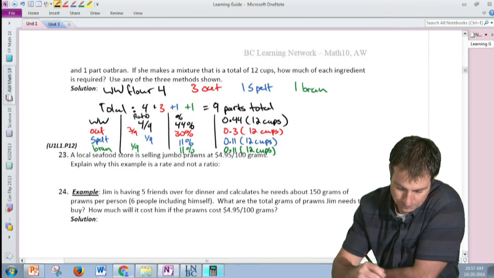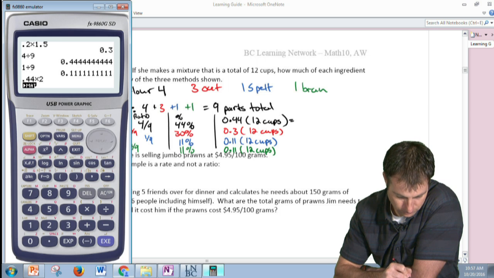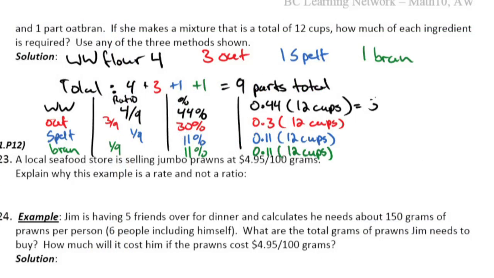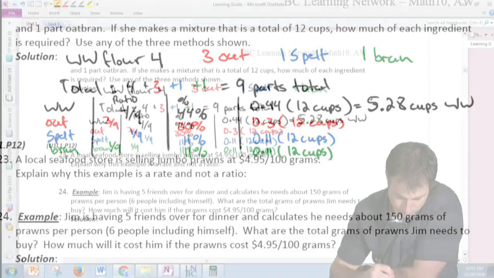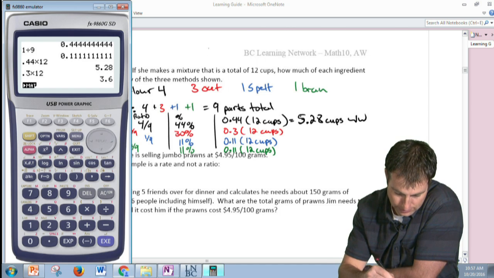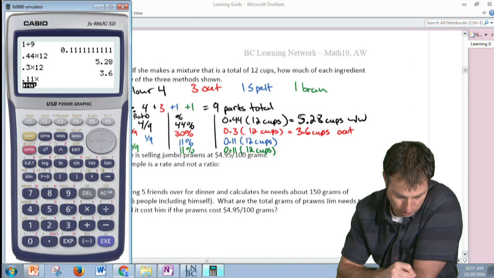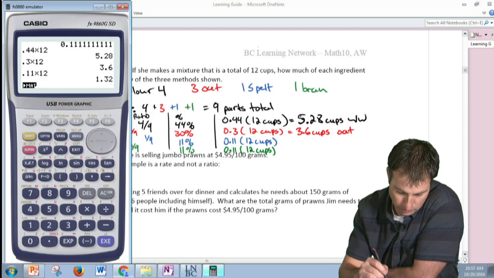So let's do the math here. 0.44 times 12. That's 5.28. So 5.28 cups of whole wheat. 0.3 times 12 is 3.6 cups of oats. And the last two are going to be the same. So 0.11 times 12, 1.32.